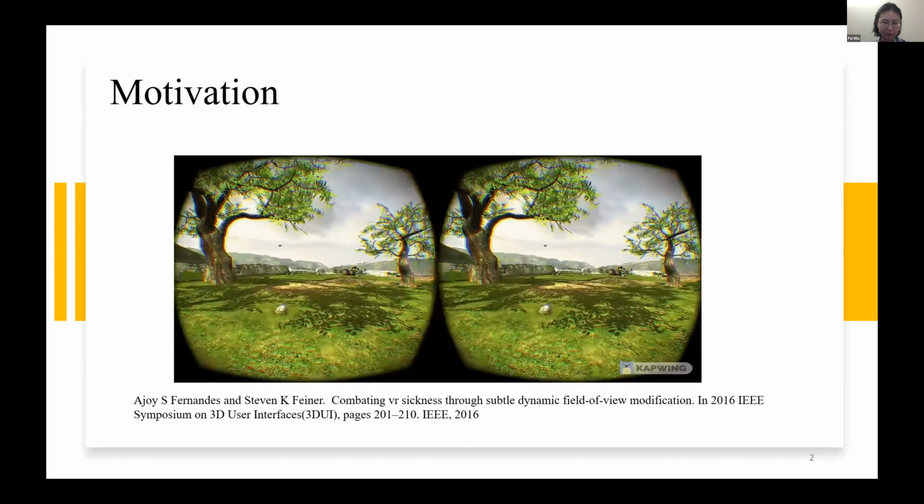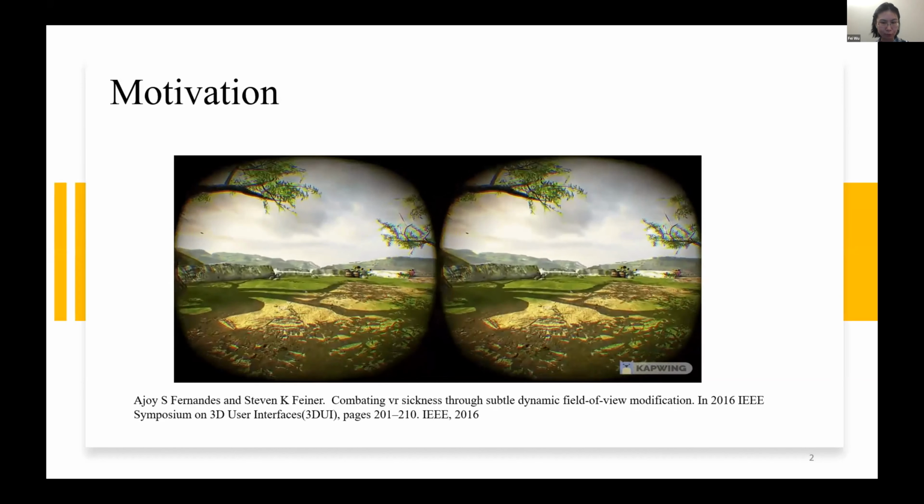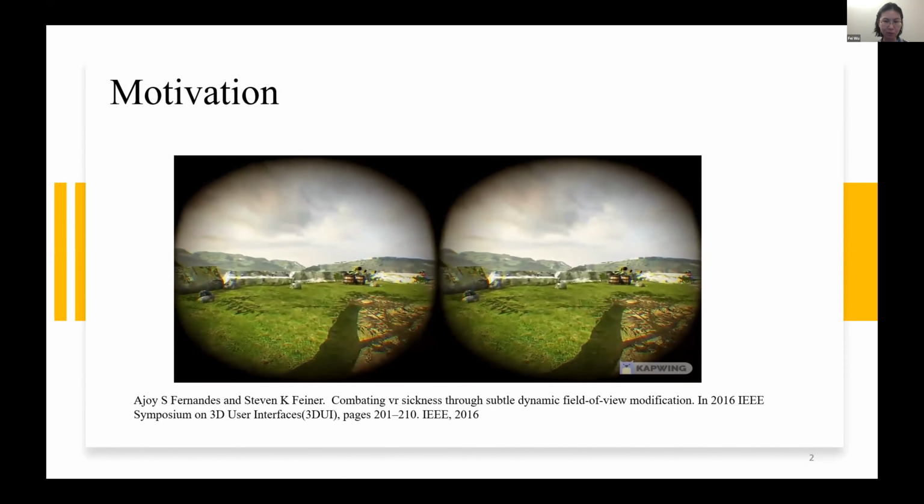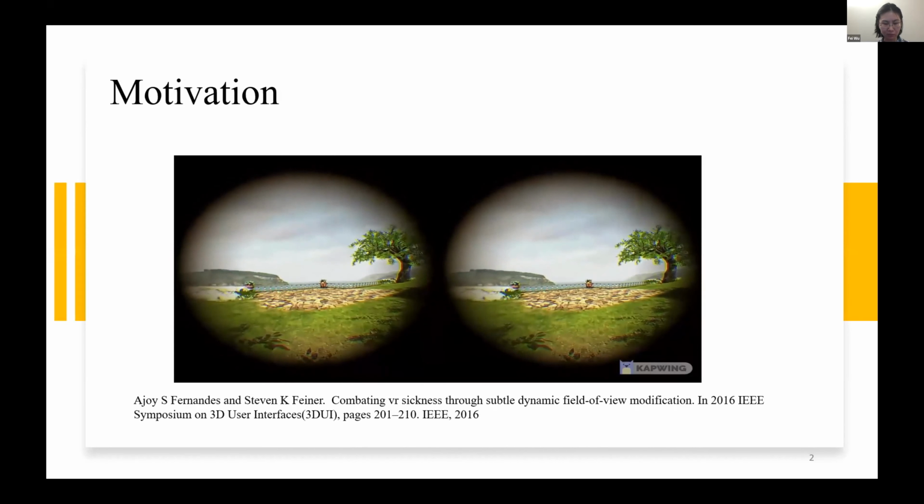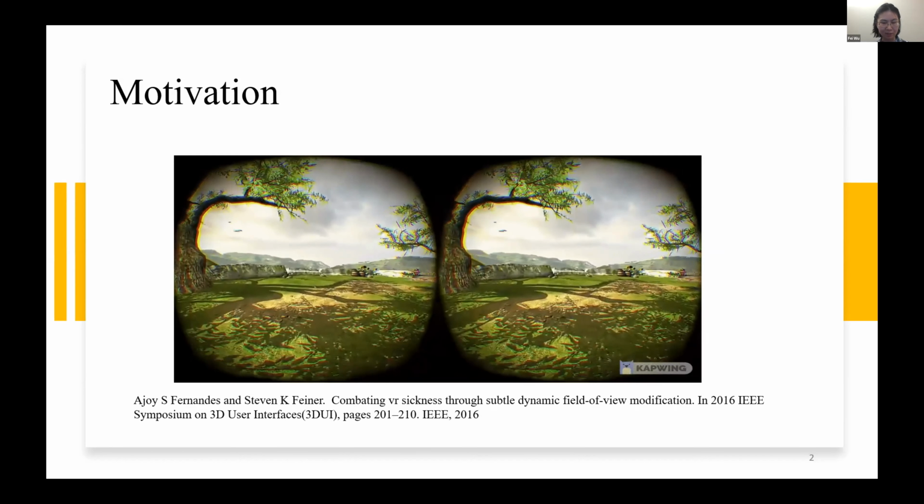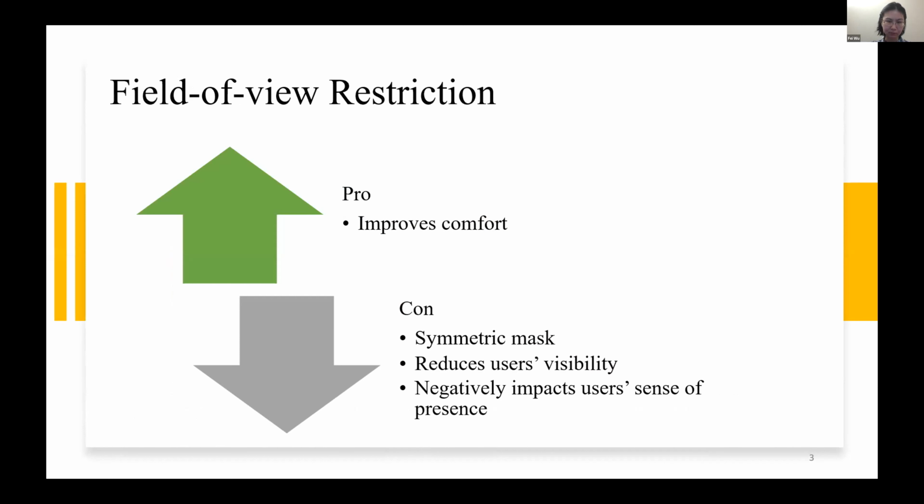Although virtual reality had been gaining in popularity, many users continue to report discomfort during and after the use of VR applications and experience symptoms associated with motion sickness. To mitigate this problem, a dynamic field of view restriction is a common technique that has been widely used in commercial VR games. Although restricting the field of view during movement can improve comfort, the commonly used restrictor is implemented using a symmetric mask that blocks imagery in the periphery of the visual field. This reduces users' visibility of the virtual environment and can negatively impact their sense of presence.